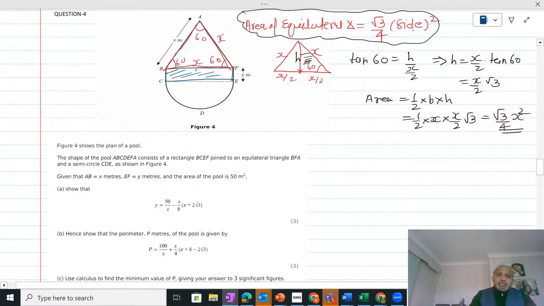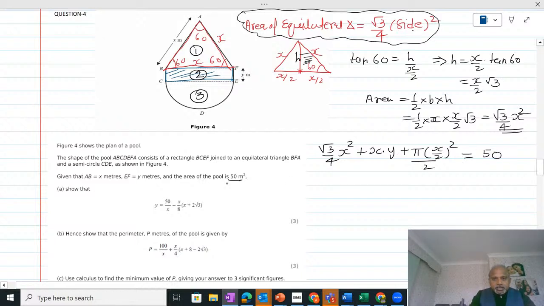Now, there are three shapes. One is the equilateral triangle, number one. Number two is the rectangle. And number three is the semicircle, right? So let's find the area. The area of the equilateral triangle is root 3 by 4 x square. The area of the rectangle will be x times y, and the area of the semicircle is pi r square divided by 2, and remember r is here x by 2, so pi r square divided by 2, and this total is given 50. If you see here, the area of the pool is given 50 centimeter square.